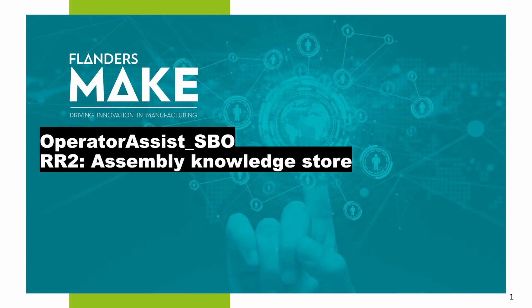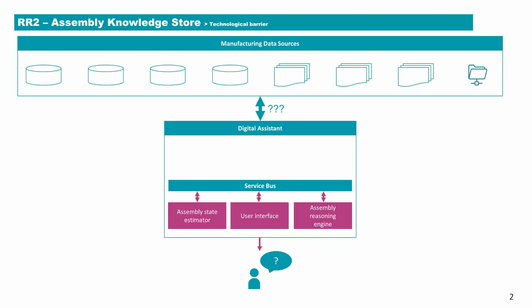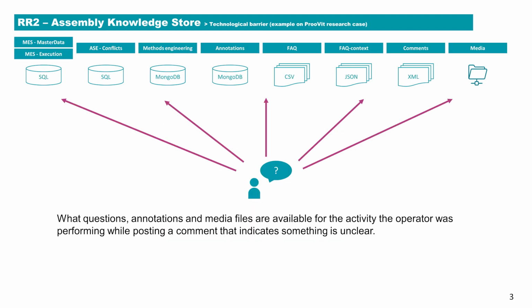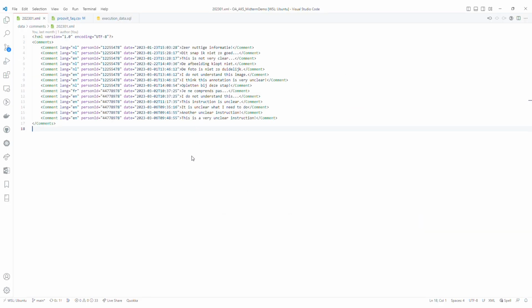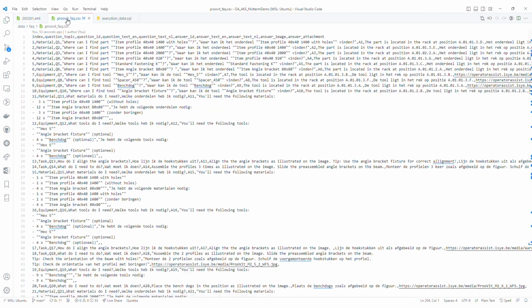In this video, we will present the midterm status of the assembly knowledge store. In current practice, discrete manufacturing companies use numerous heterogeneous data sources to store assembly information. When specific information must be retrieved, for example, for answering operator questions through the digital assistant, multiple data sources must be consulted and combined. Another challenge is that these data sources may use different technologies and semantic data models.